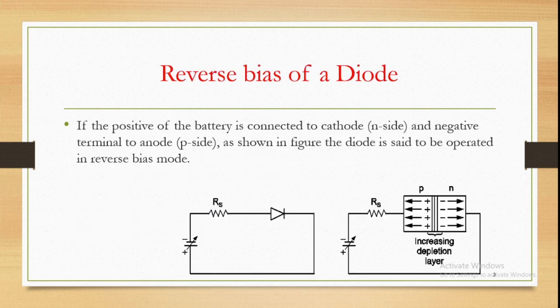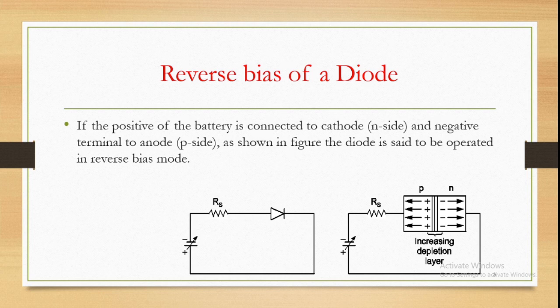In a reverse bias of a diode, what we have to do is that the positive terminal of the battery is connected to the cathode, the N side, and the negative terminal of the battery is connected to the P side. So it becomes reverse biasing, and the diode is said to be operated in reverse bias. Look at the diagram where RS is a resistor which is used to limit the current through the diode.